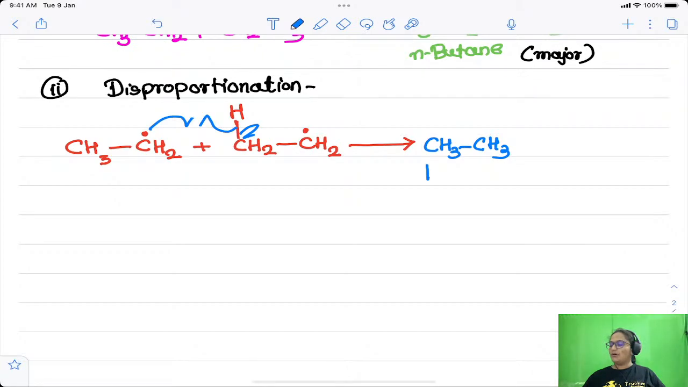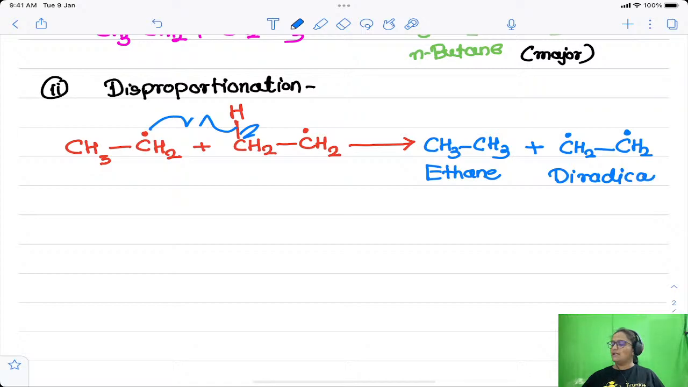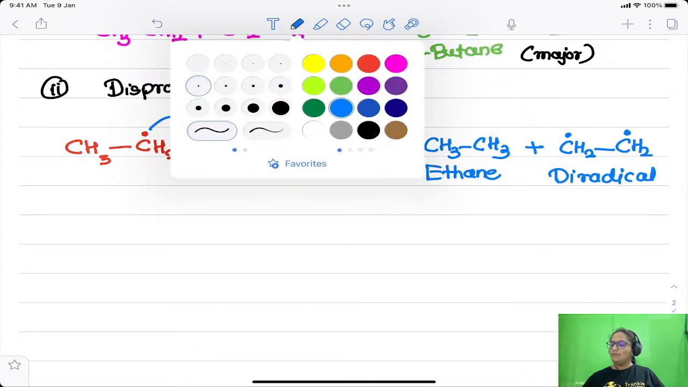So ethane is one product. Apart from ethane, there is another species produced. You can see one electron is with the hydrogen, but what about the other electron? It resides on that carbon, right? So that also I will write down. There will be single electrons on both the carbon atoms now. This is how we have obtained a di-radical. Di stands for two radicals, that is, single electrons are present on the carbon atoms. So this di-radical is produced.